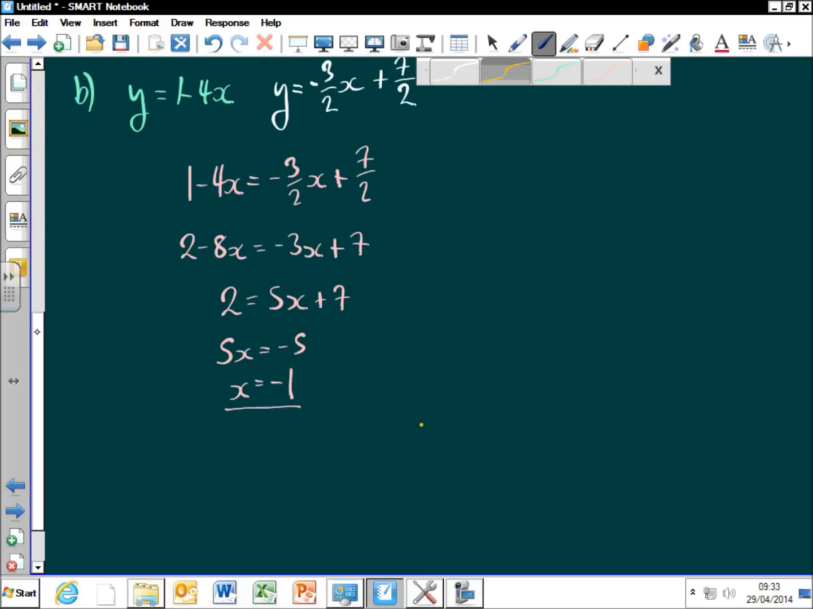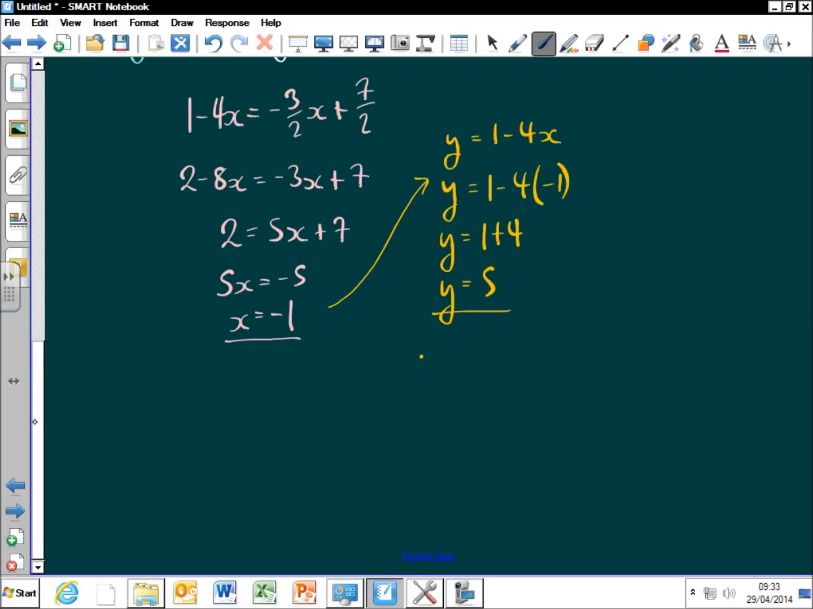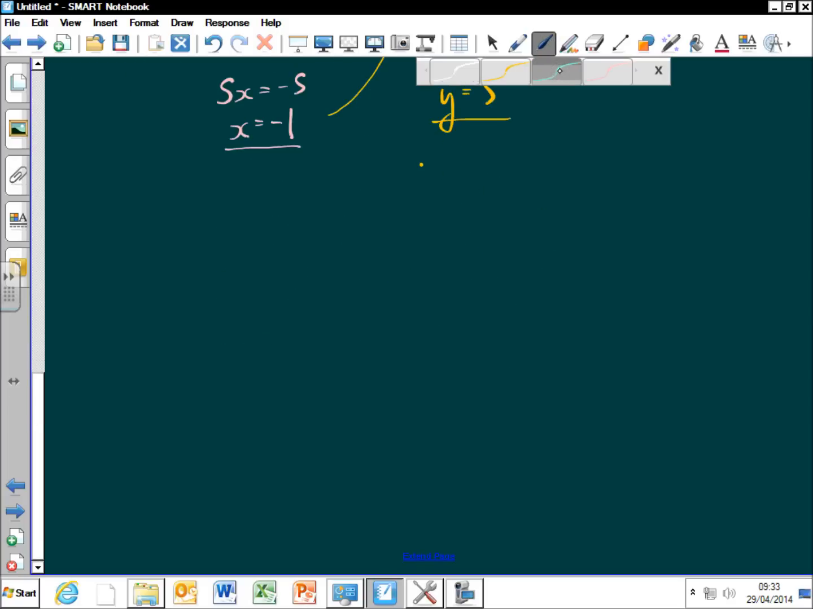So I'm going to sub that into y equals 1 minus 4x. So y is equal to 1 minus 4, and I'm going to change the x to a minus 1, so I want that value there. So this is going to be y equals 1 plus 4, y equals 5. And so I've got the x value and the y value. And so point A has the coordinates negative 1 and 5.